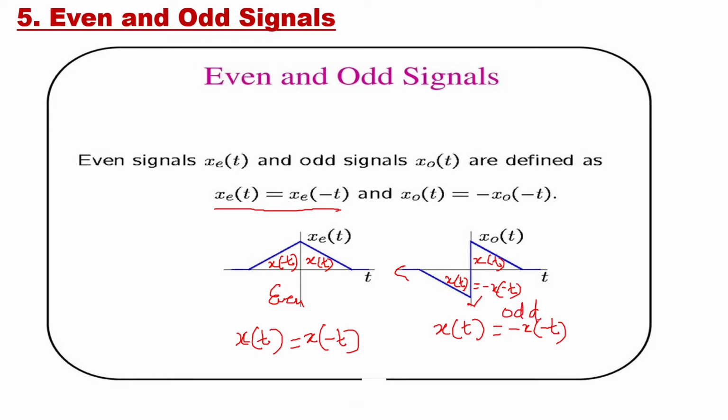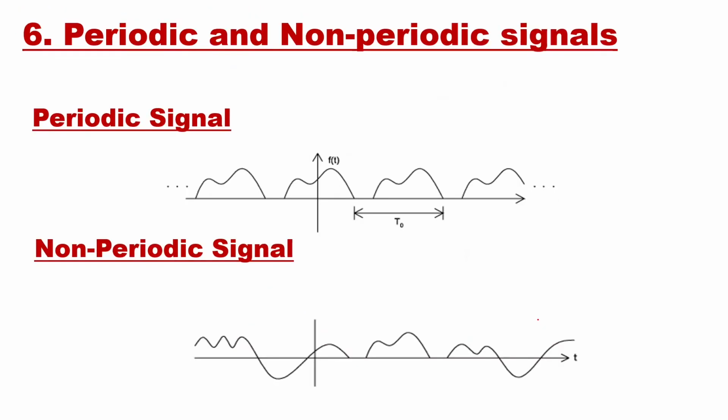So if the signal satisfies the condition x of t is equal to x of minus t, then it is an even signal. If the signal satisfies the condition x of t is equal to minus x of minus t, then it is an odd signal. Then we'll go to the next one.